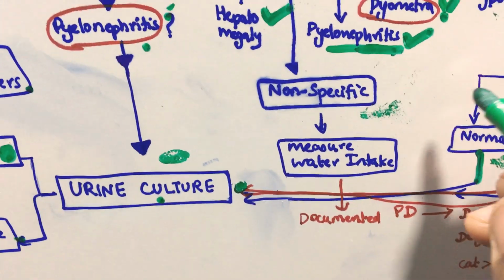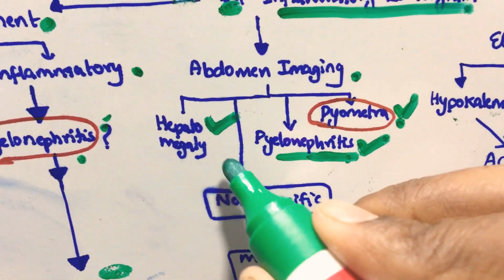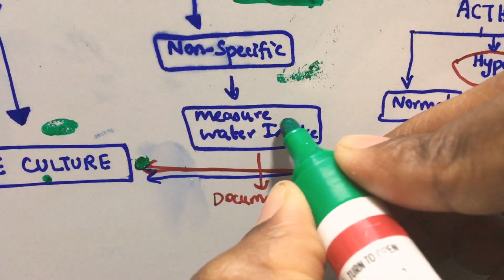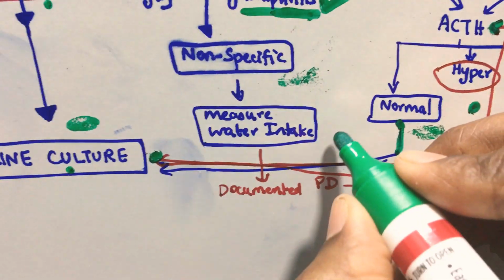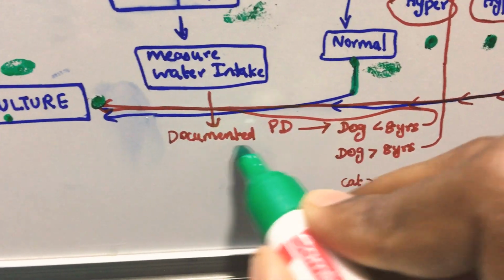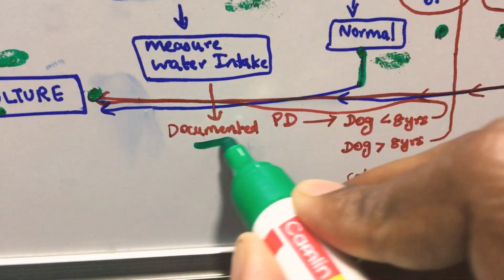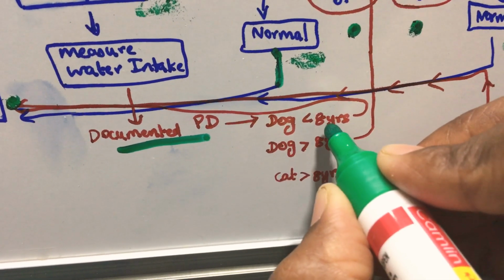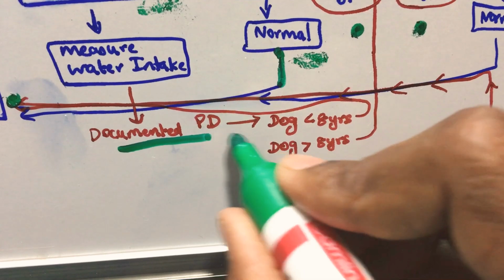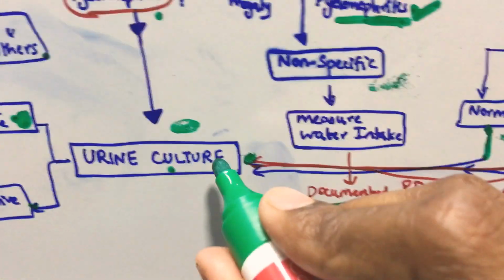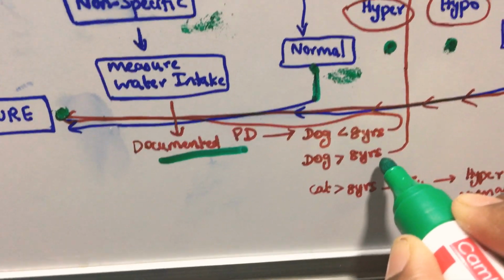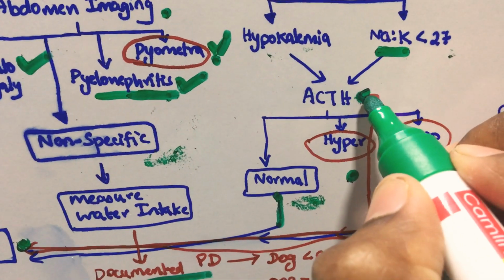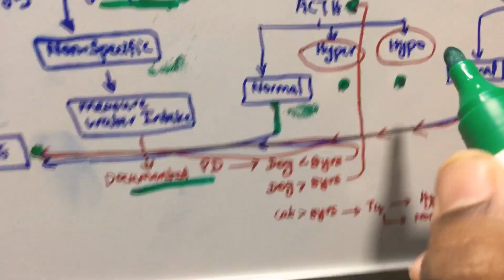Okay, and in abdominal imaging, if the changes are non-specific, then you need to proceed with measuring the water intake. By measuring the water intake, you will know whether the patient has actual polydipsia or not. Okay, for dogs that are more than 8 years old and have polydipsia, you need to proceed with urine culture. Dogs that are less than 8 years old with polydipsia, you need to proceed with an ACTH stimulation test and you will get the results.